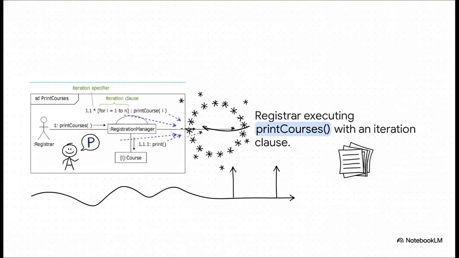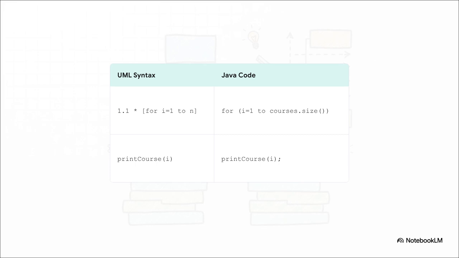We've got our system user here, an actor we're calling the registrar. Now, the registrar wants to print out a list of courses. If we follow the flow, the registrar sends a print courses message to the registration manager. But check out the message going from the registration manager to the course object. It says 1.1, asterisk, bracket for i equals 1 to n, bracket, colon, print course of i. Boom, there's our asterisk right there, paired perfectly with a bracketed clause that defines exactly how the loop is going to run.